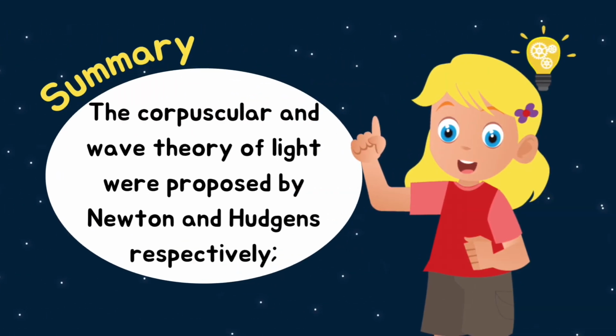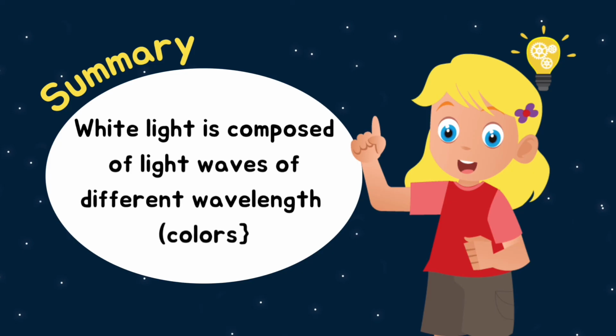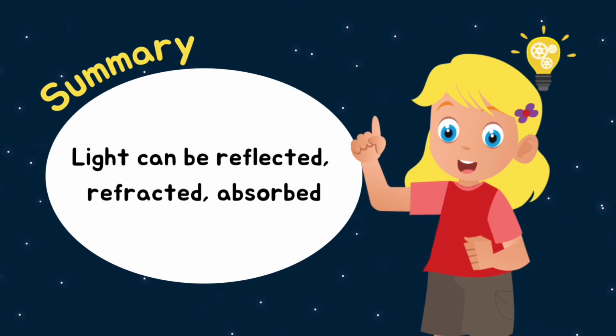So, here is the summary of the things that we have discussed. The corpuscular and wave theories of light were proposed by Newton and Huygens respectively. Light travels at 3.0 times 10 to the power of 8 meters per second in the vacuum of space. White light is composed of light waves of different wavelengths or colors. Light can be reflected, refracted, and absorbed.